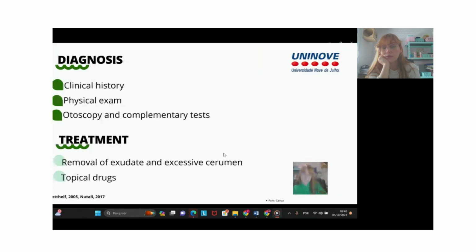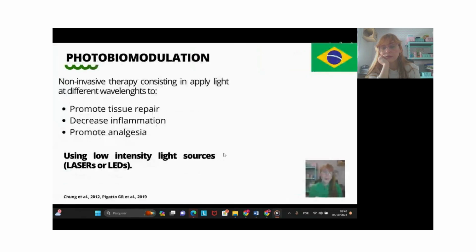So photobiomodulation is a non-invasive therapy that consists in delivering light at different wavelengths that pose different therapeutic effects. The purpose of photobiomodulation is to promote tissue repair, reduce inflammation, and promote analgesia using low-intensity light sources, such as lasers and LED devices.